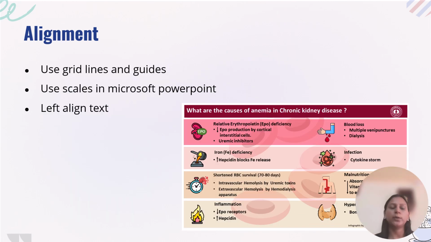Alignment is very important whenever you're creating visual abstracts. There are grid lines and guides in Microsoft PowerPoint, and also scales that are available, which you can use to align your icons and the text. You have to make sure that the text and the icons are aligned both horizontally as well as vertically. It is best to left align the text to maintain uniformity.